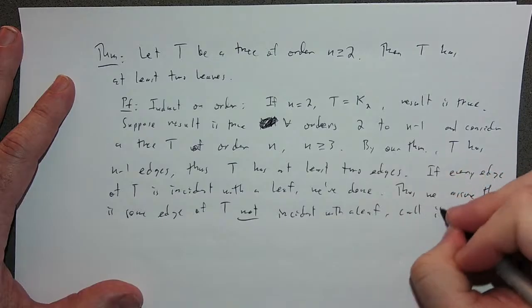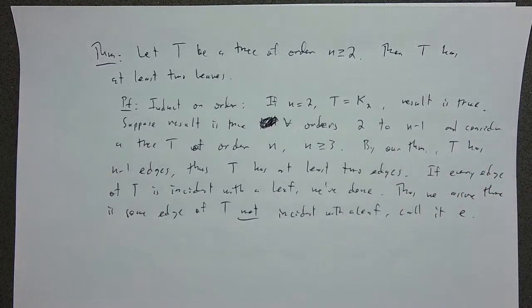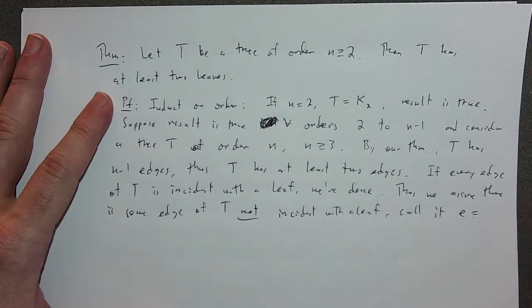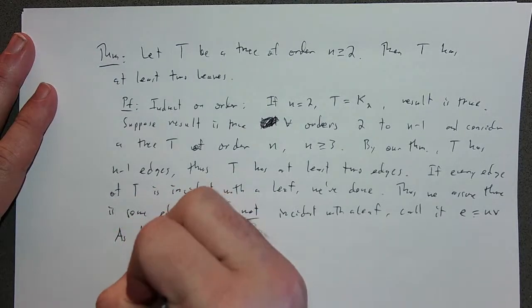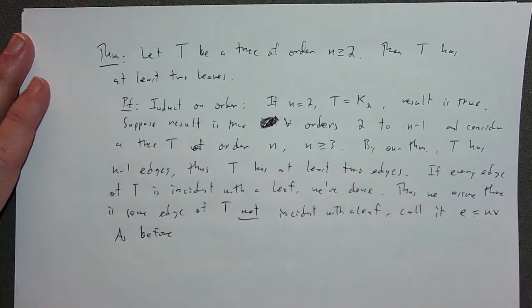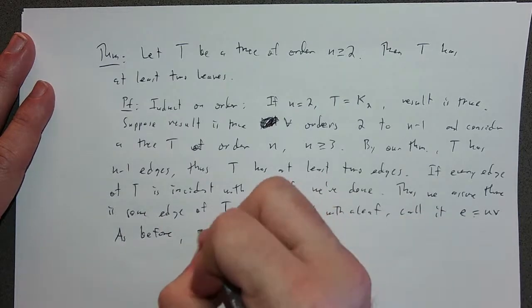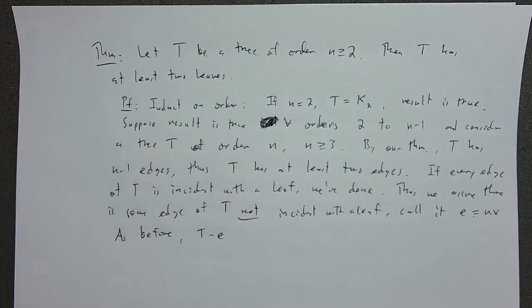Call it E. Okay, and we'll even give it endpoints. We'll say that E is the edge connecting vertices U and V. So, as before, again, you're going to prove this on the homework that I assign later today. T minus this edge. Every edge in a tree is a bridge. T minus this edge is a pair of trees.